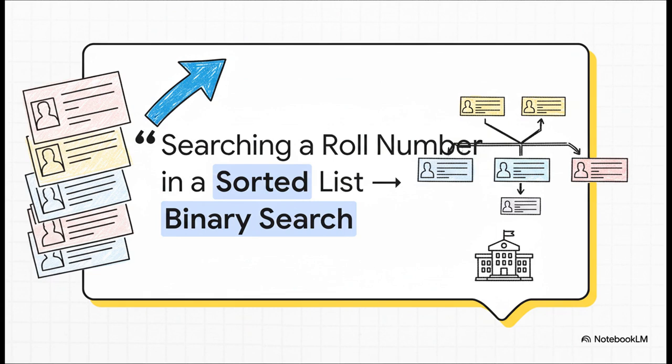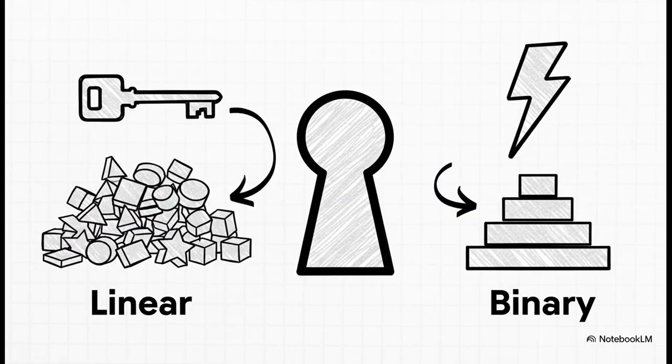Now, let's flip that. Imagine a massive university database where thousands of student IDs are all neatly sorted from smallest to largest. If you need to find ID number 120, using linear search would be a crazy waste of time. You'd use binary search to jump right to the middle, narrow it down, and find it in just a handful of steps.